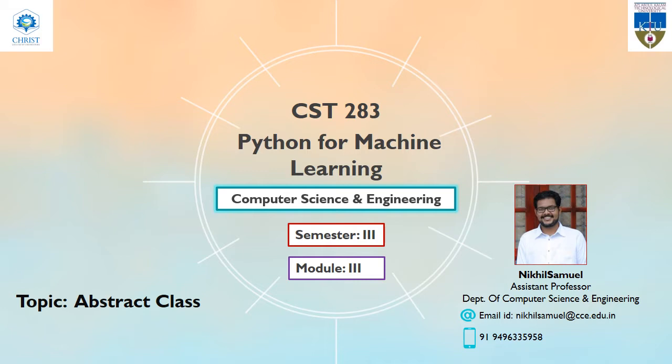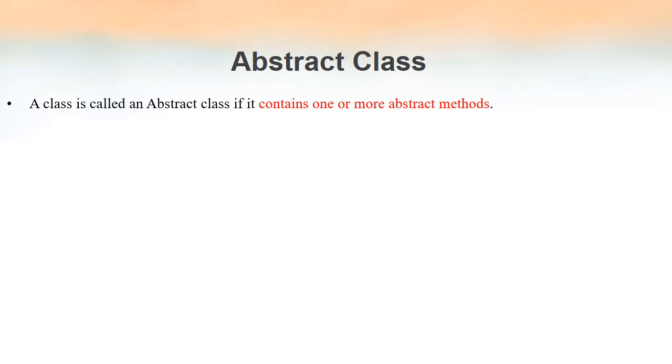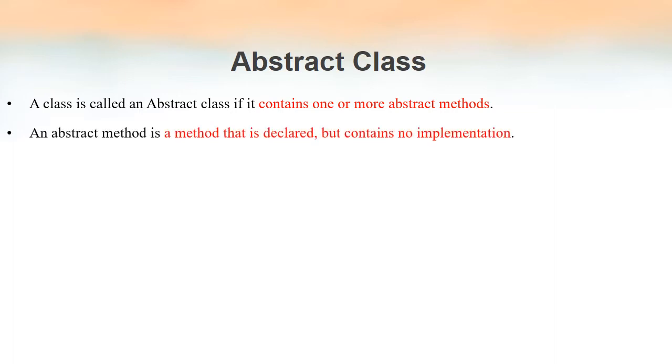In this video lecture, we'll be discussing the topic abstract classes in Python. The simplest definition of an abstract class is that it's a class that contains one or more abstract methods. So if a class contains at least one abstract method, then we can call that class an abstract class. Now, what is an abstract method? An abstract method is a method that is declared but contains no implementation. That means only the method name will be there. The body of the method, the lines of code inside the method, will not be there. Such methods are known as abstract methods.